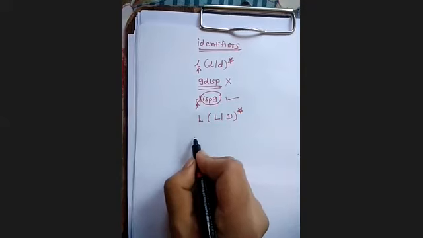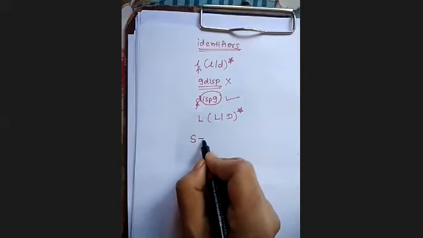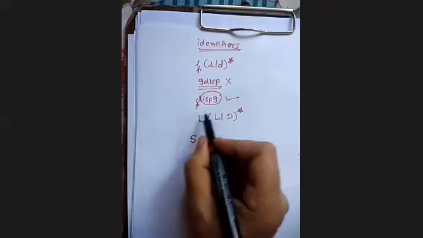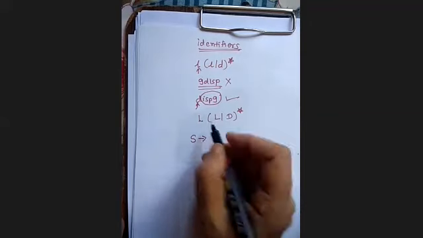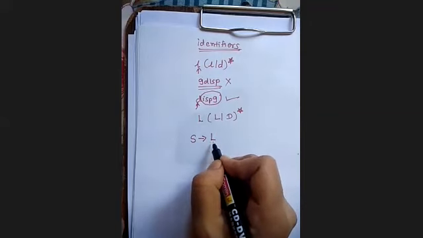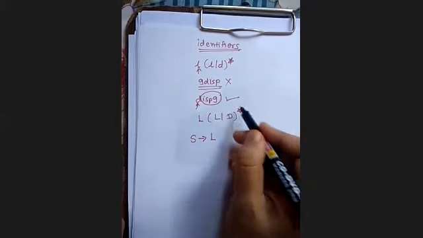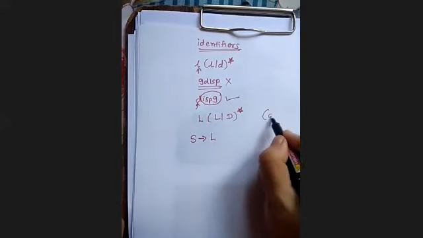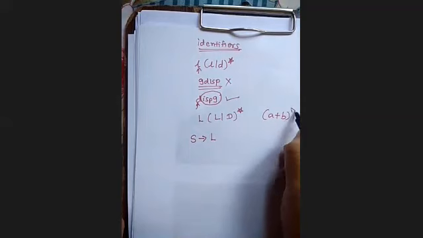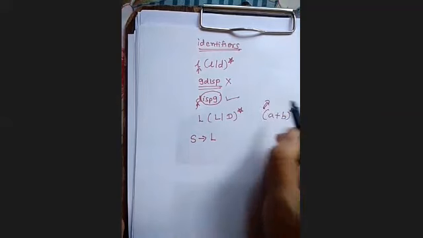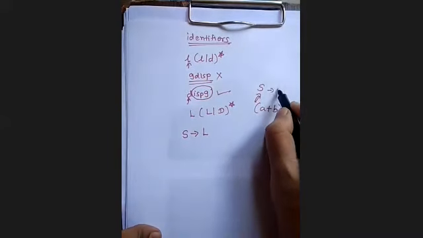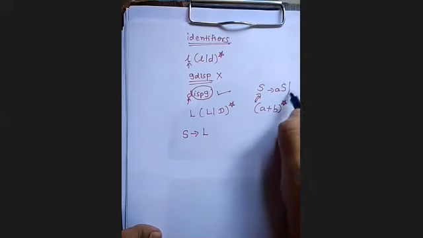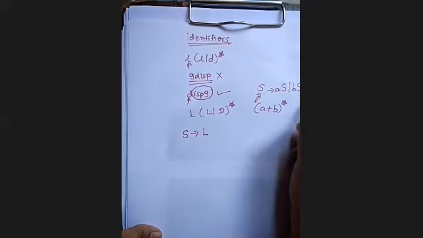So let us write the rules. S is our start symbol, and using that we'll be writing the rules. S derives L, and I take this L as it is. It is followed by (L or D) closure. We have seen how to write the regular expression for this type, (A plus B) closure, if you remember. We want 0 or any occurrences of A or B. So what we have written is S gives AS or BS or epsilon, if you remember.